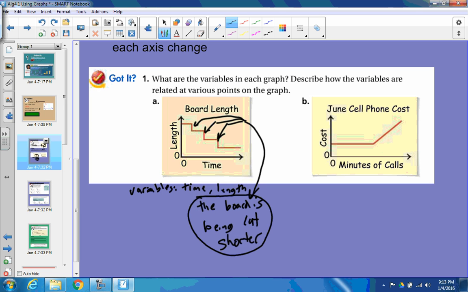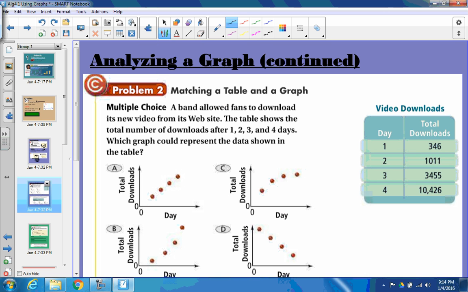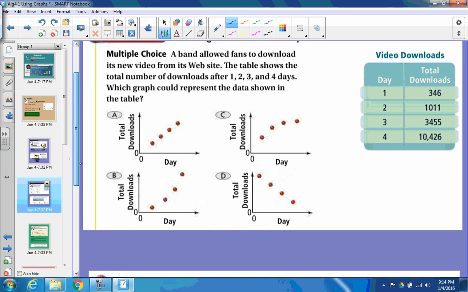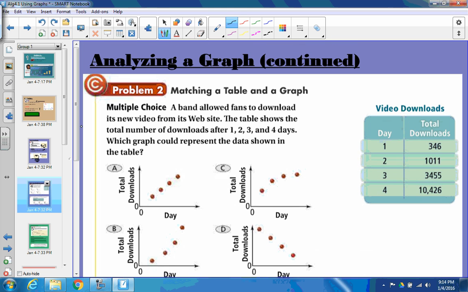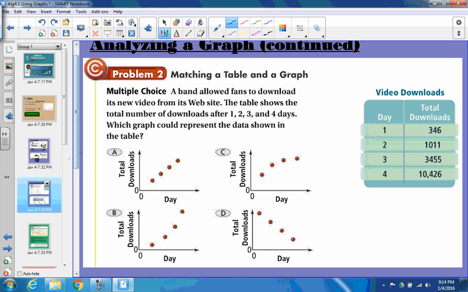So I want you to look at this one, B, the June cell phone cost. Figure out what the variables are and describe how the variables are related at various points on the graph. Okay? All right. Hopefully you did well with those. Analyzing a graph. Again, here's another example. I'm going to give you some multiple choice. First one I'll do with you. Second one you're going to do on your own.